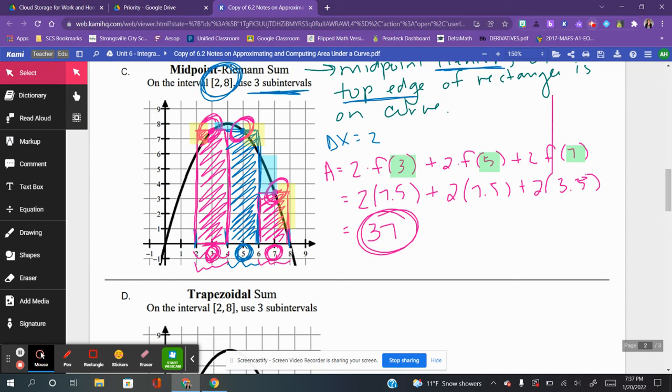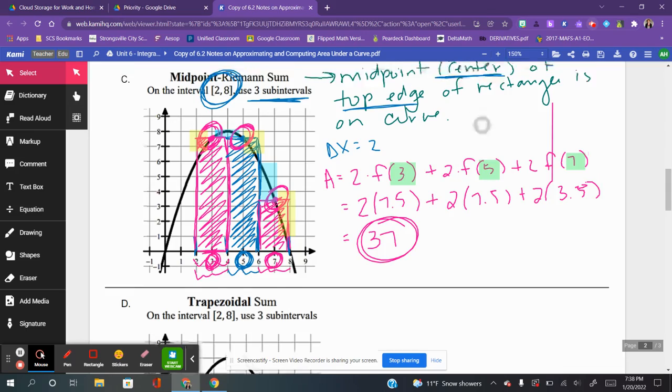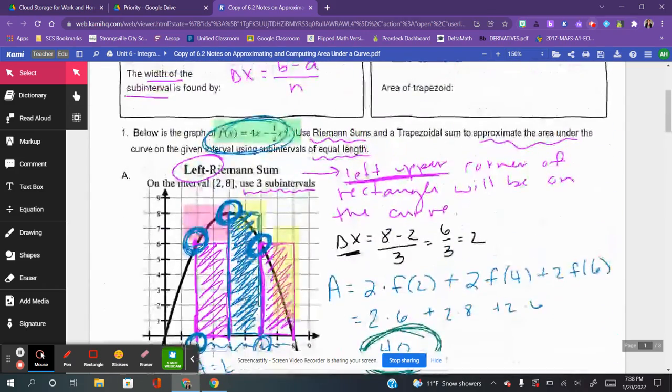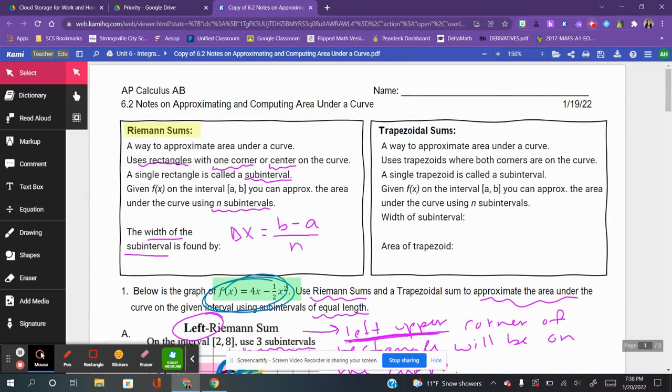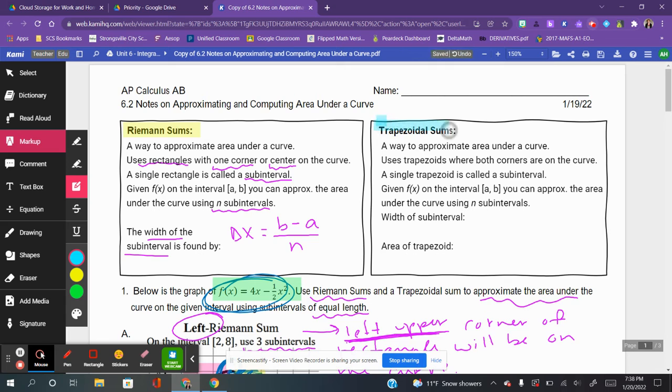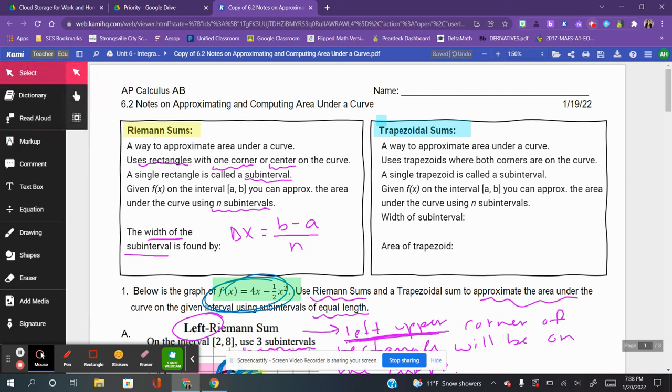All right, finally, I'm going to go over trapezoidal sum. I'm going to come back up here to the top. And trapezoidal sums are a way to approximate area under a curve, just like Riemann sums. Riemann sums uses rectangles. Trapezoidal sum uses trapezoids. And both corners of the trapezoid are on the curve. So instead of just one point, you have 2 points. Again, a single trapezoid would be called a subinterval.